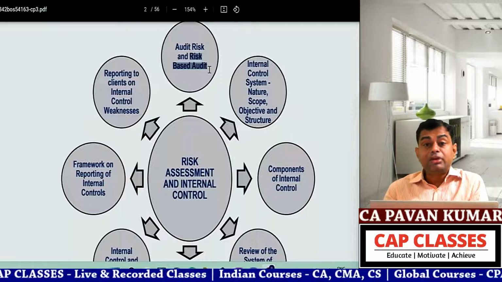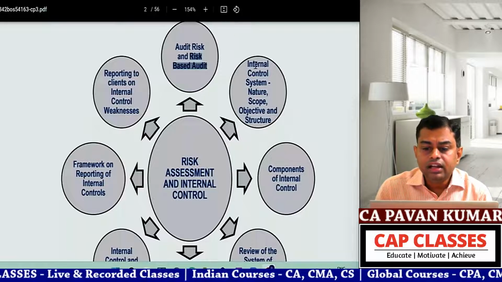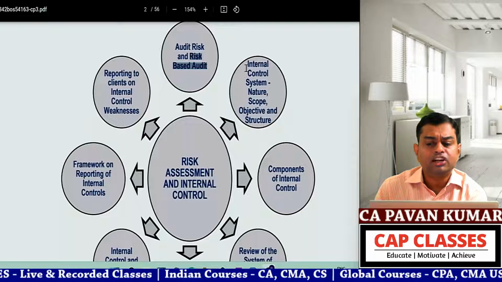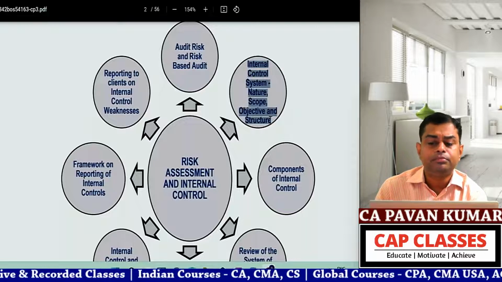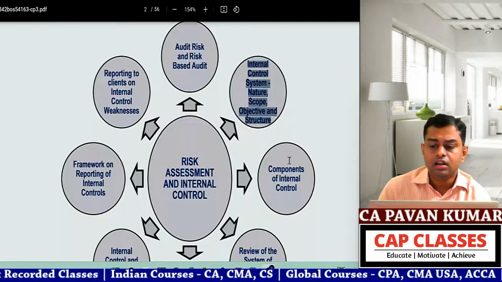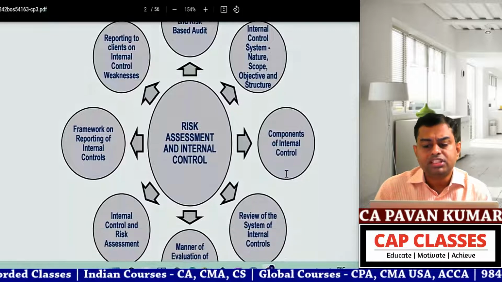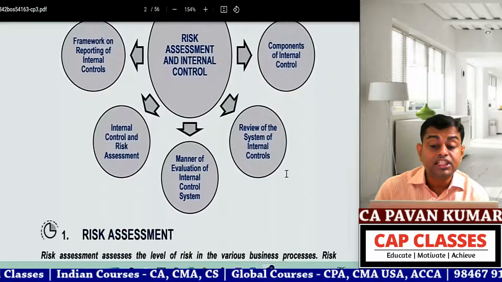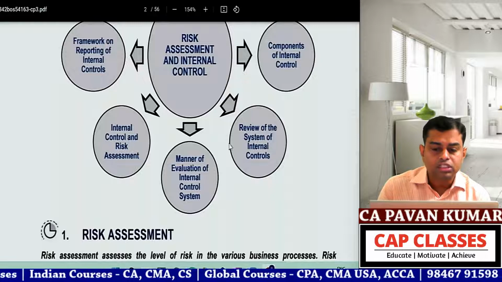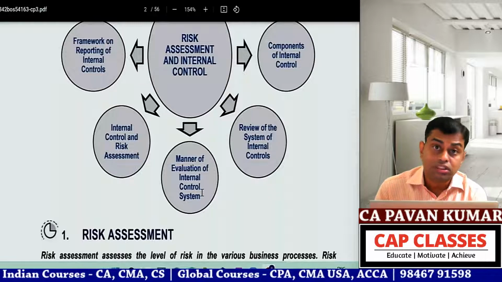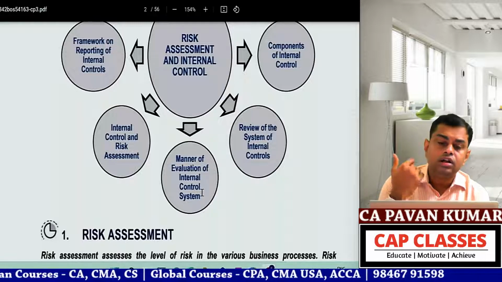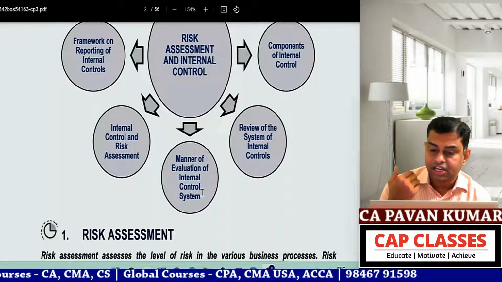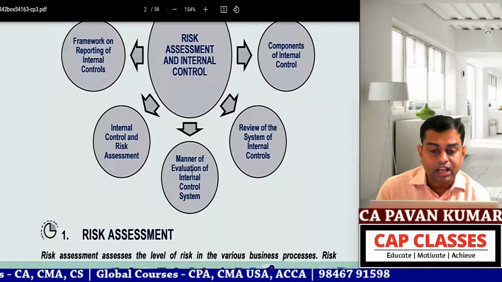What is the risk-based audit? We'll learn. Then internal control system, nature, scope, objective, structure. Here we'll not spend much time. Copy paste of your CA Inter. Then components of internal control. Copy paste, those 5 components. Review of system of internal controls, we'll spend little time on this. Manner of evaluation of internal control system: narrative record, then checklist, then questionnaire, flow charts. We'll spend some time here also.